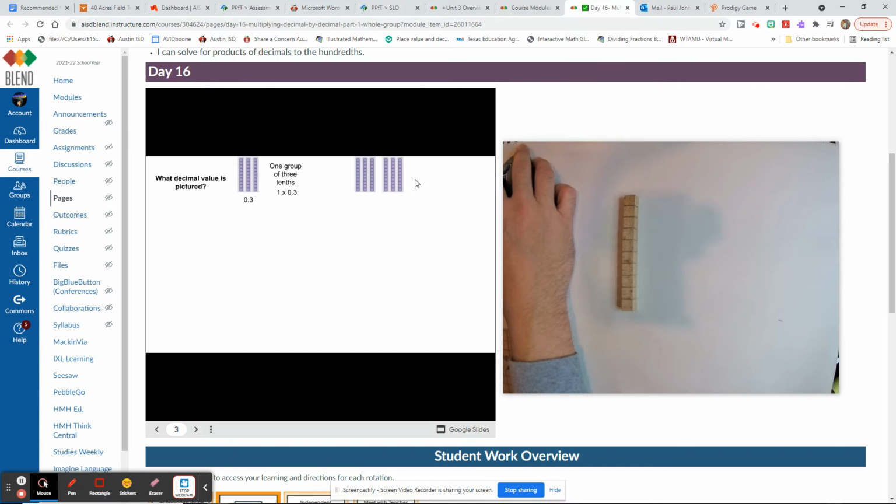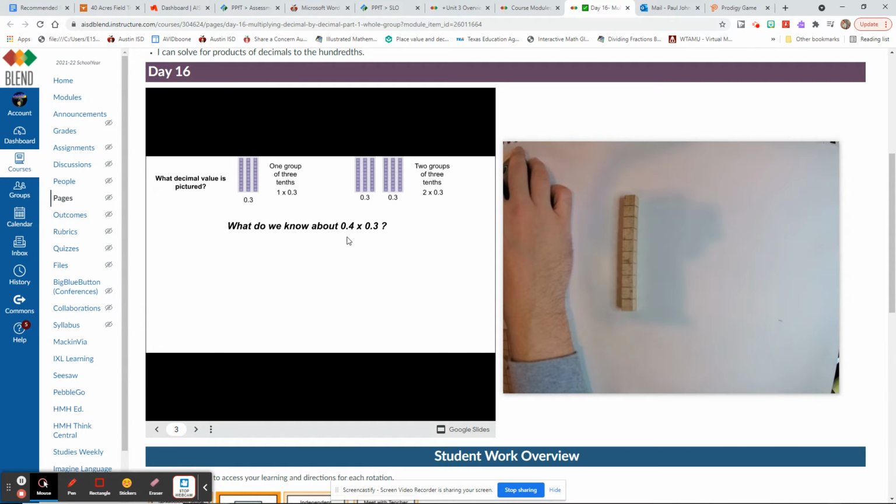Over here, we have two groups of 3/10. It looks like 6/10, but you can tell there's a gap in between. So they're saying that this is a group right here and this is a group here. So you could say that this is two groups of 3/10. That's like what we were doing last week. We were multiplying whole numbers times decimals. So we got 6/10 when we multiplied two wholes times 3/10.